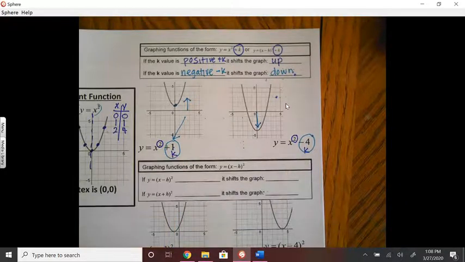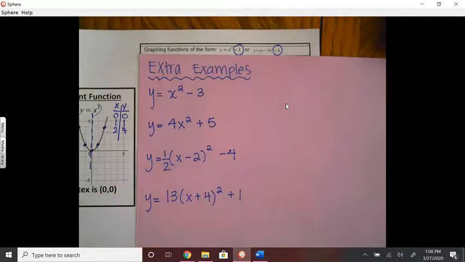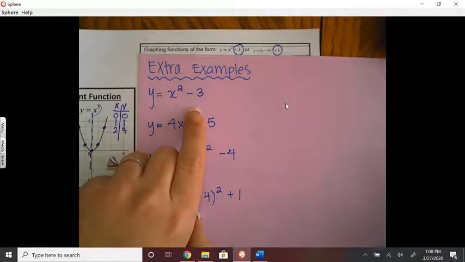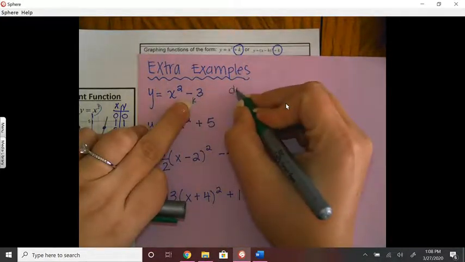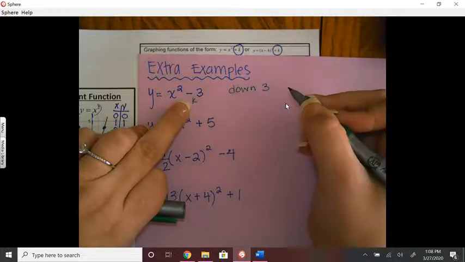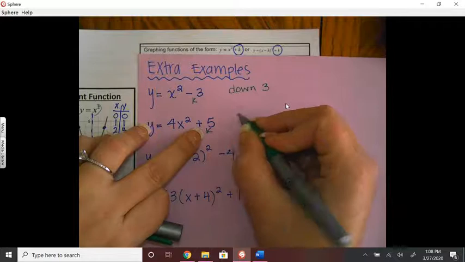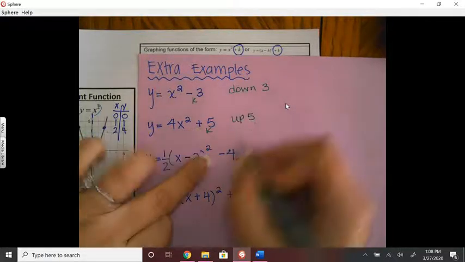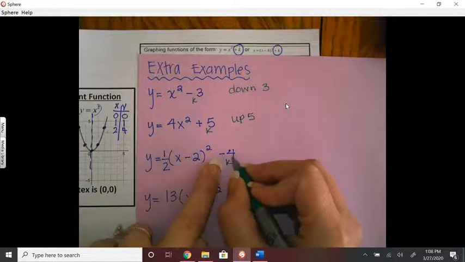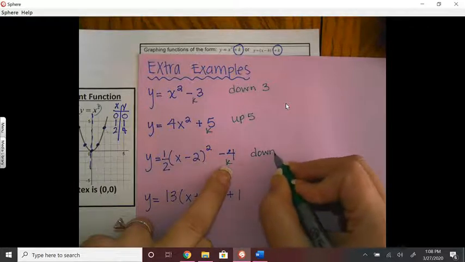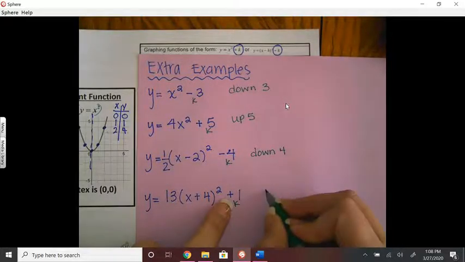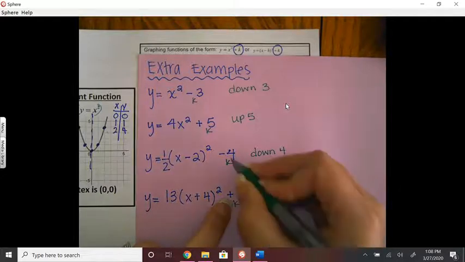I'm going to give us some examples here just to practice a few more. If we take a look at these examples that are not in your notes, we can see that the k value here is negative 3. So it's going to move the graph down 3 units. And then here it's plus 5, so it's going to move it up 5. Here it's negative 4, the number at the end without anything next to it, so this is going to move the graph down 4. And this one here is going to move the graph up 1. So that's what these numbers do.